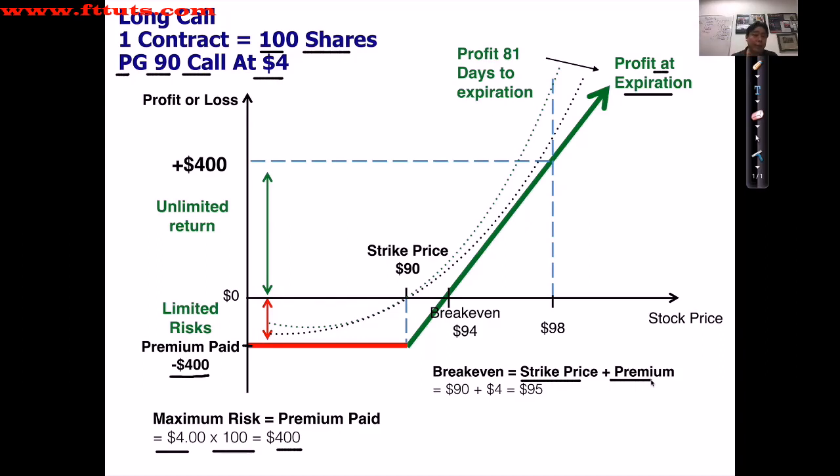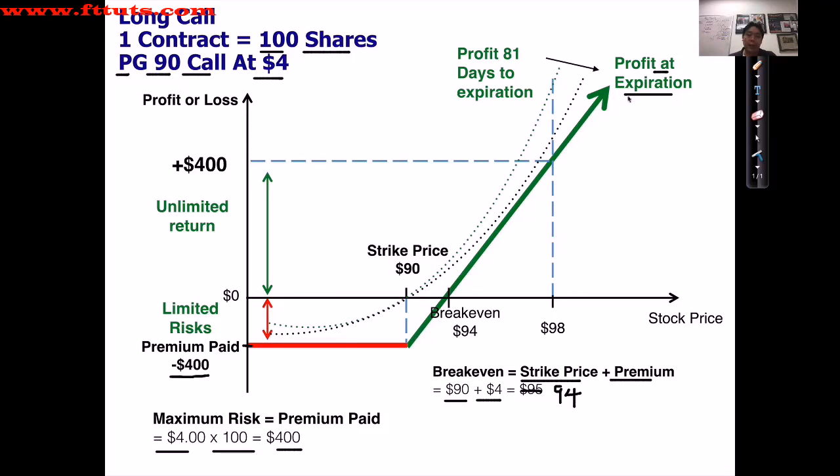So the strike price is, in this case, $90 plus your premium, which is $4. So you add it up, it should be $94. Sorry, there's a bit of a typo over there, $94. So the break-even price is $94, as you can see over here.